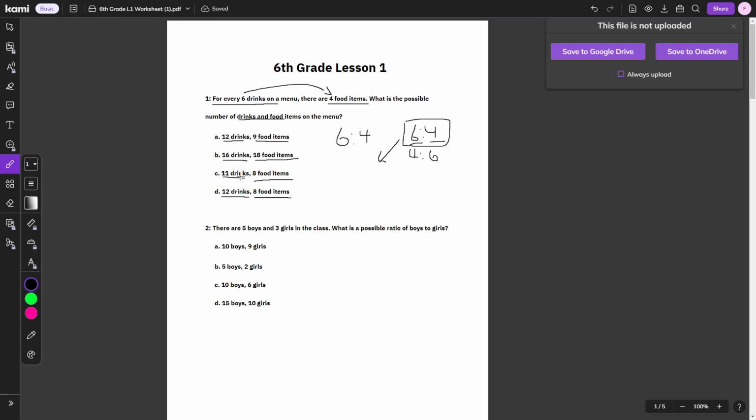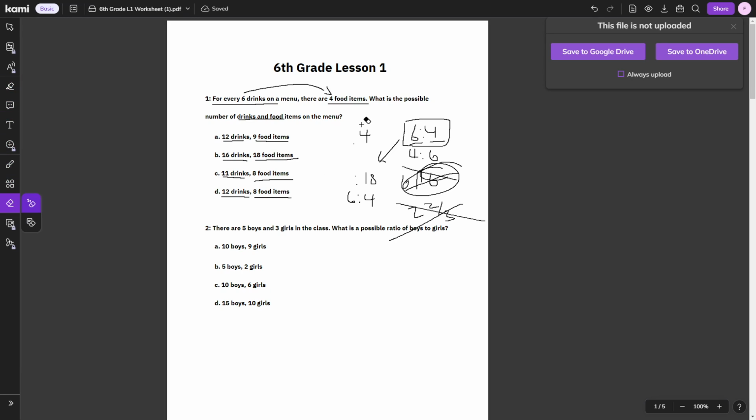So let's say we chose answer B, for example. We have 16 drinks and 18 food items, and in our base ratio we have 6 drinks and 4 food items. Does 6 divide evenly into 16? No. The answer would be 2 and 2/3, and 18 divided by 4 is not 2 and 2/3, so I'm not even going to do that one. But let me just erase all of this here.